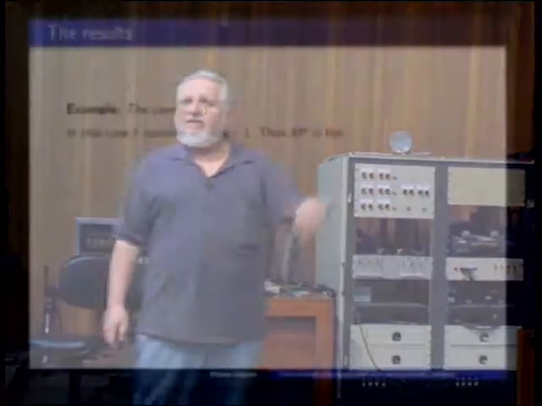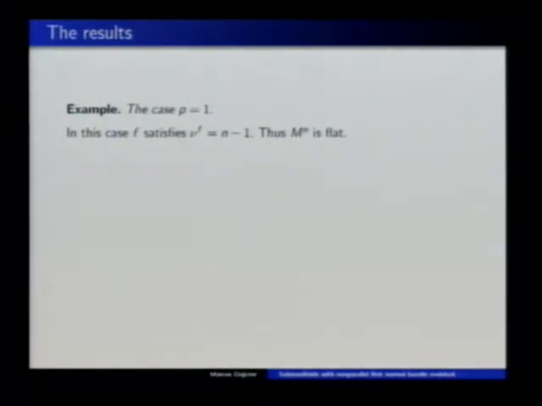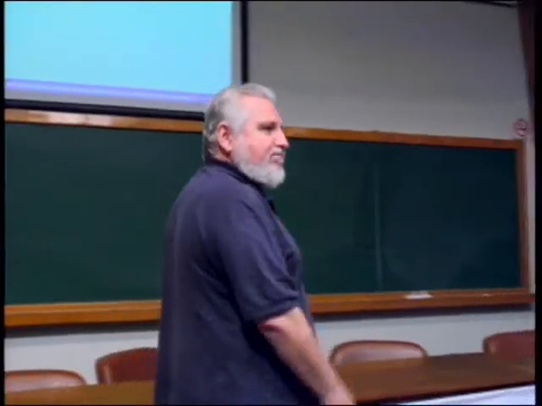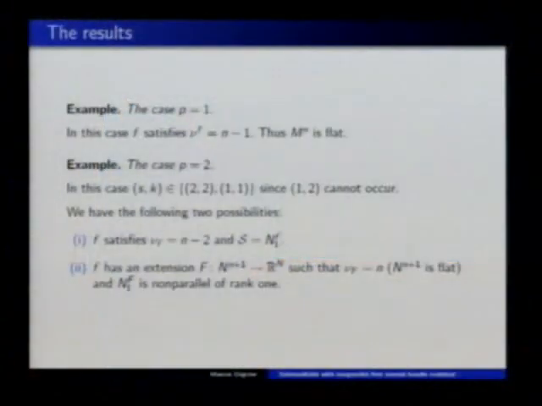Just to illustrate how this theorem works in low codimension, consider the most trivial situation, where P is 1, the codimension. If the first normal bundle has dimension 1, and it's not parallel, then mu, which is the dimension of the relative nullity foliation, is n minus 1, which means that M^n is just flat, a piece of Euclidean manifold. So only flat manifolds can have this property. So you see this is extremely strong.